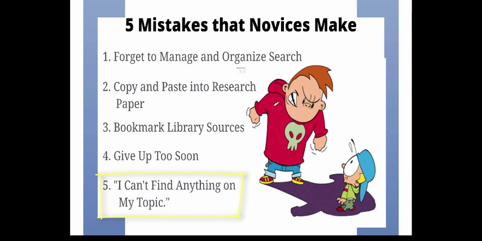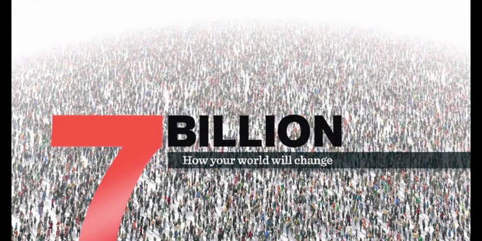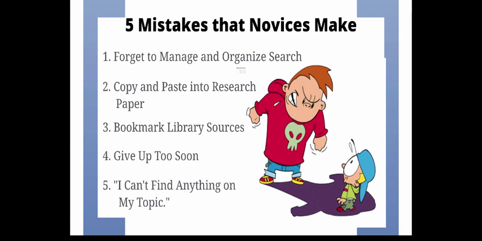Which leads me to the 5th common mistake. Students say they can't find anything on their topic. Let's consider the craziness of this statement. If this were true, then that means that in a planet of 7 billion, not a single person has researched and published the topic you're interested in. That would be amazing if your topic was that unique. What's really going on is that you're not in the right search database or using the same ineffective search strategies.